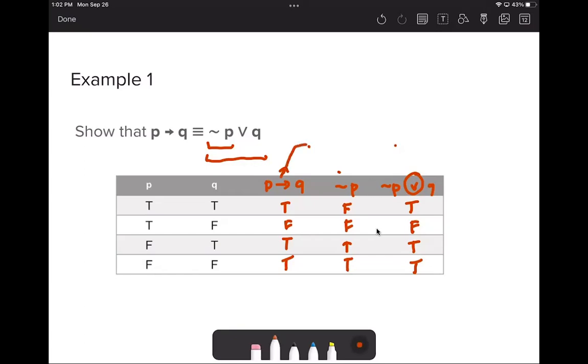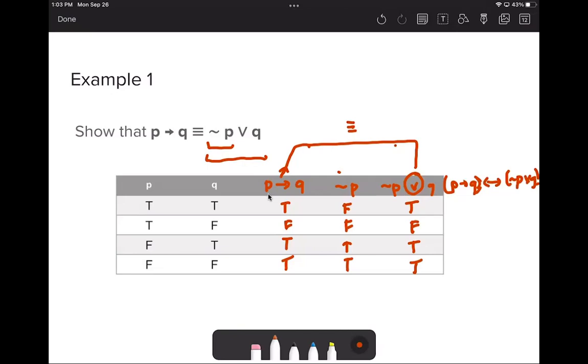Okay, so now let us check if these statements, P implies Q and not P or Q, are logically equivalent. To do that, if they have the same values, then we can say that it is true. So we can use this notation: P implies Q is logically equivalent to not P or Q, or it should actually be the biconditional, because they should have the same values.